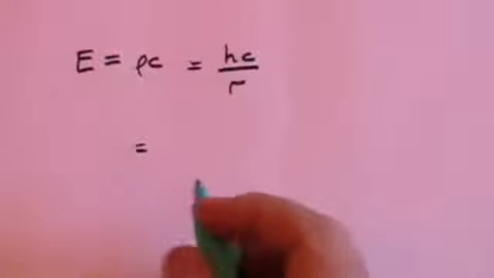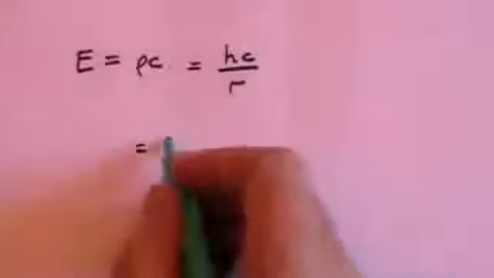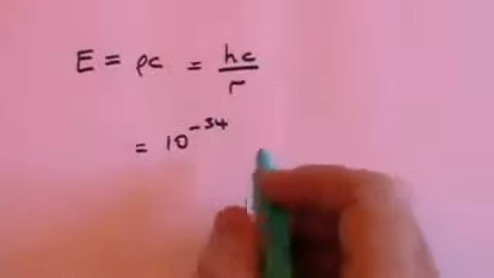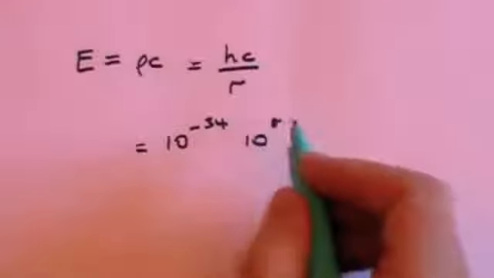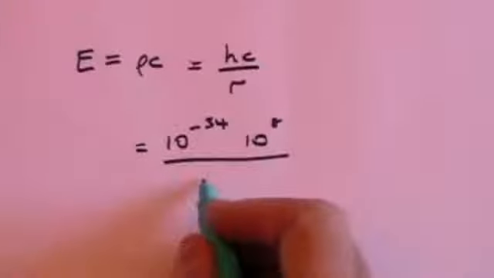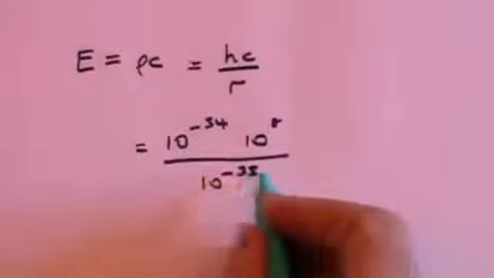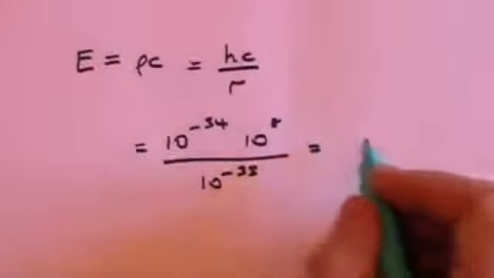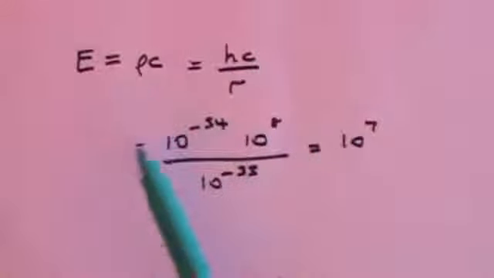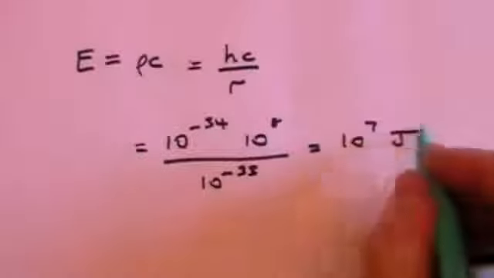And what is that going to be in numbers? Well, again, we're just doing a hand waving exercise. h is 10 to the minus 34. c is 3 times 10 to the 8, so we'll call that 10 to the 8. And r, we said, was 10 to the minus 33. And that comes to 10 to the 7, and that's energy, and energy is measured in joules.